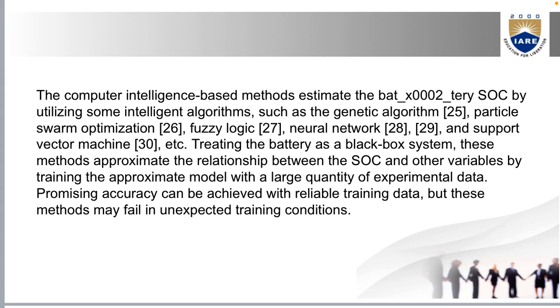The computer intelligence based methods estimate the battery SOC by utilizing intelligent algorithms such as genetic algorithm, particle swarm optimization, artificial neural network, and support vector machine, etc. Treating the battery as a black box system, these methods approximate the relationship between the SOC and other variables by training the approximate model with a large quantity of experimental data. Promising accuracy can be achieved with reliable training data, but these methods may fail in unexpected conditions.